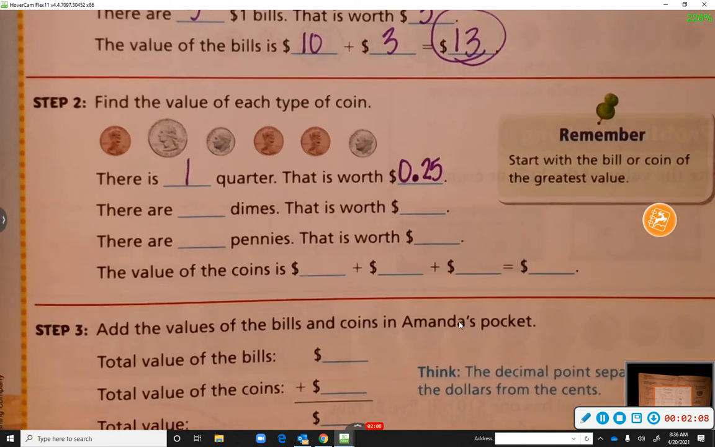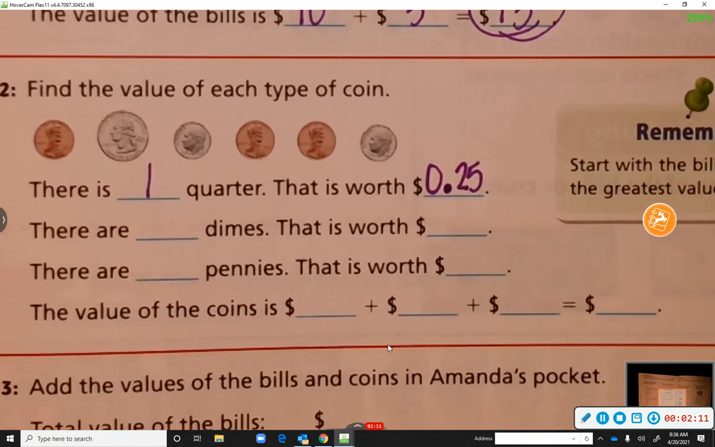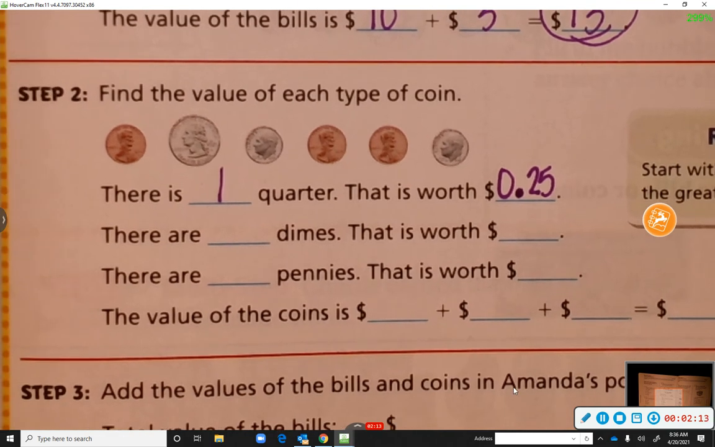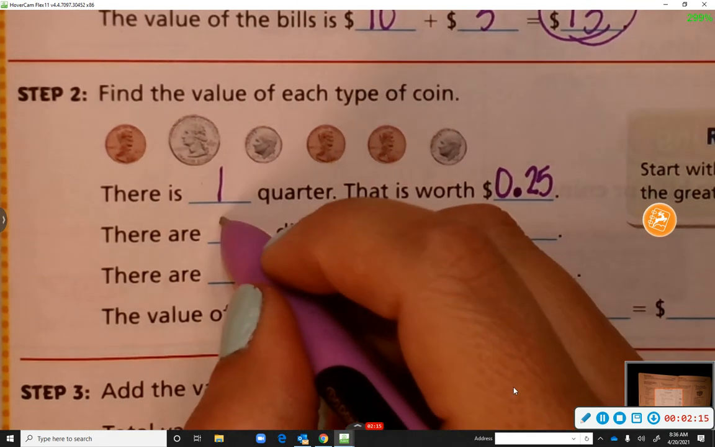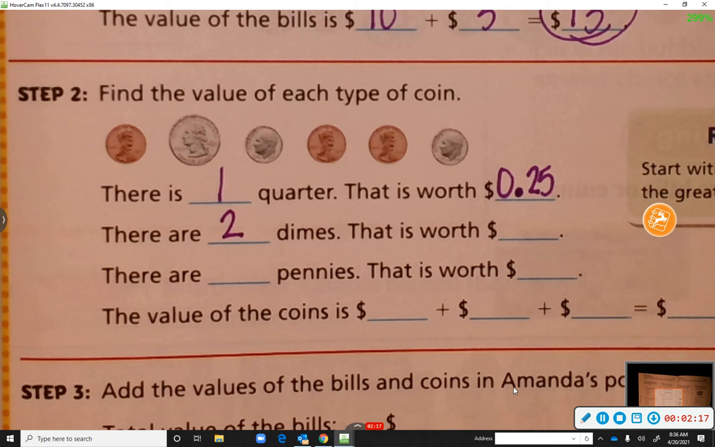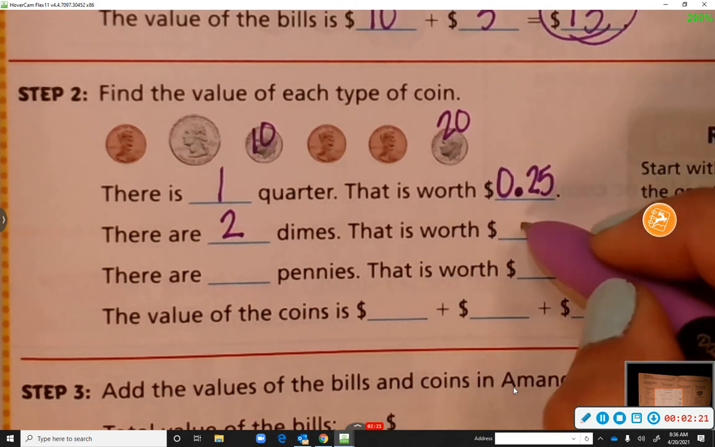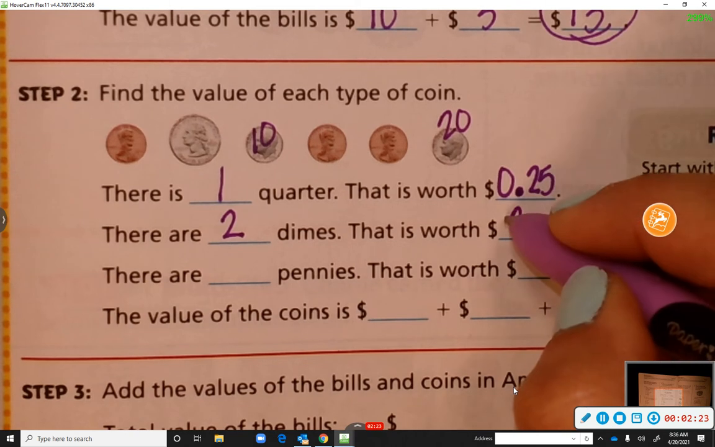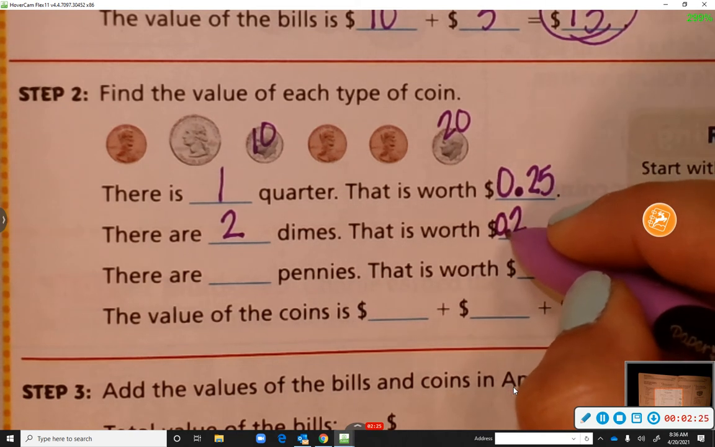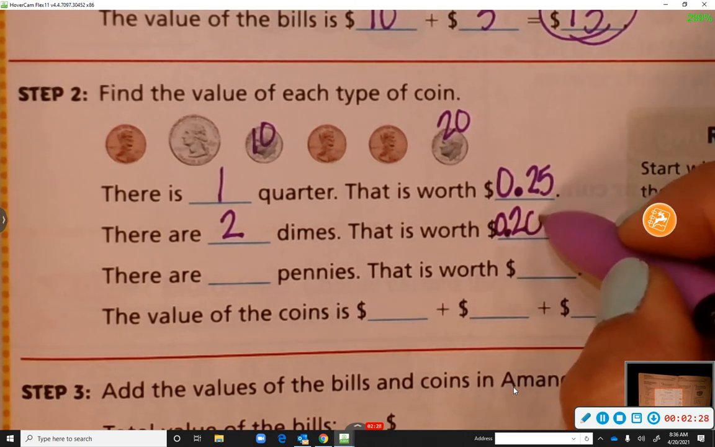Okay? Now dimes is the next biggest. So how many do we see? 2 dimes. Each dime is worth 10. So that would be 10, 20. Make sure we write it correctly. So 0, decimal, 20.